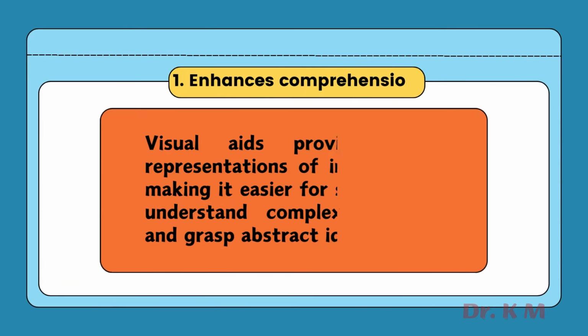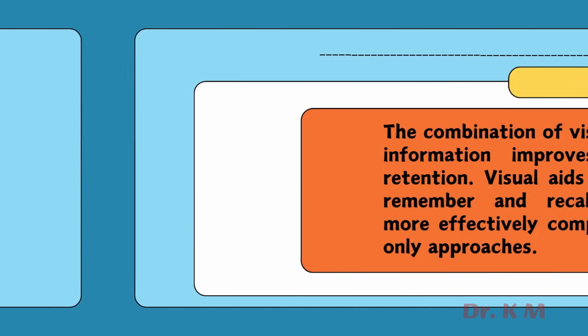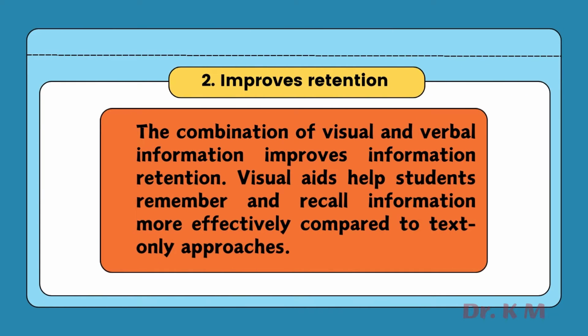1. Enhances comprehension. Visual aids provide visual representations of information, making it easier for students to understand complex concepts and grasp abstract ideas. 2. Improves retention. The combination of visual and verbal information improves information retention. Visual aids help students remember and recall information more effectively compared to text-only approaches.